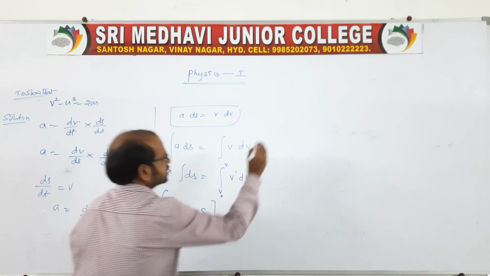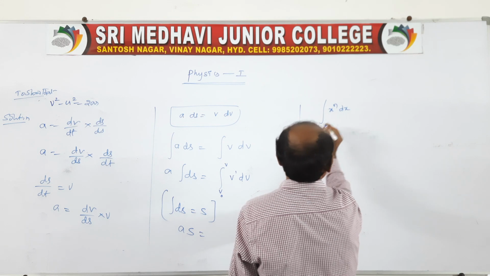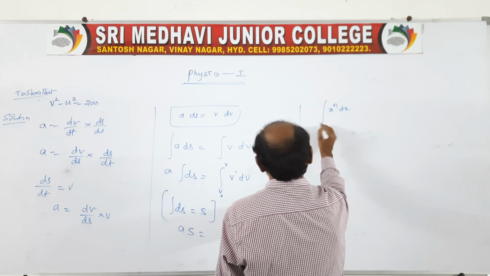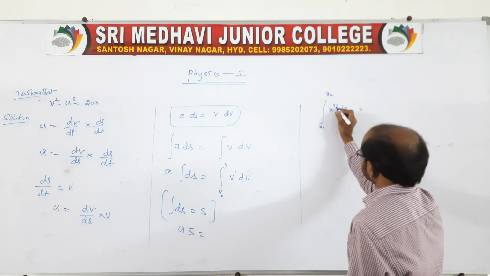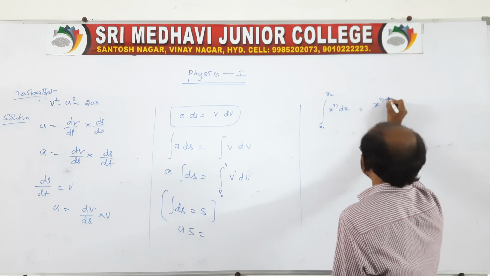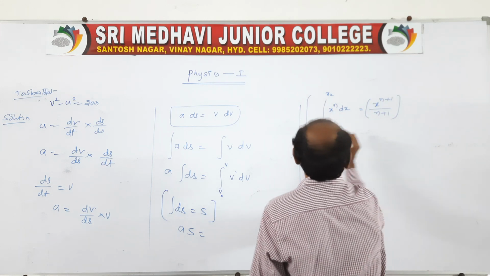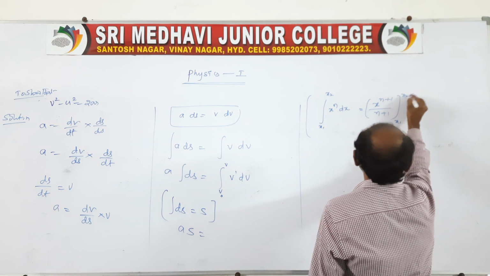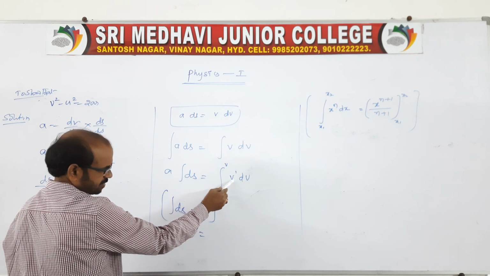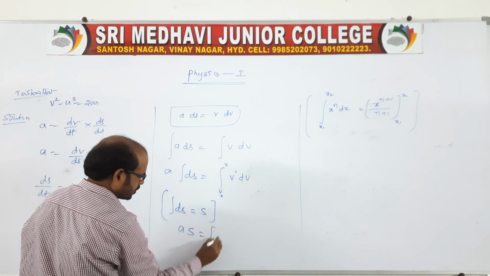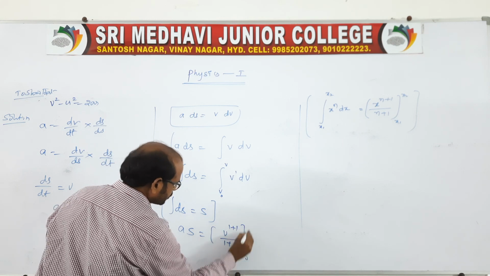Again, there is another mathematical expression. Suppose we have the integral of x power n dx, with limits given from x1 to x2. Here power n is there. This we can take as x power n plus 1 by n plus 1. It is the formula from maths, from x1 to x2. Same here also, you write v power 1, so that you write 1 plus 1 by 1 plus 1 from v0 to v.